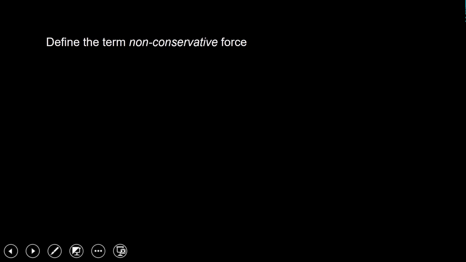So what is the first question that they're asking? Define the term non-conservative force. Our understanding of a non-conservative force is a force that takes energy out of a system, and that force is friction. Friction is the non-conservative force that would take energy out of a system. Non-conservative means it's not conserving the energy of the isolated system.